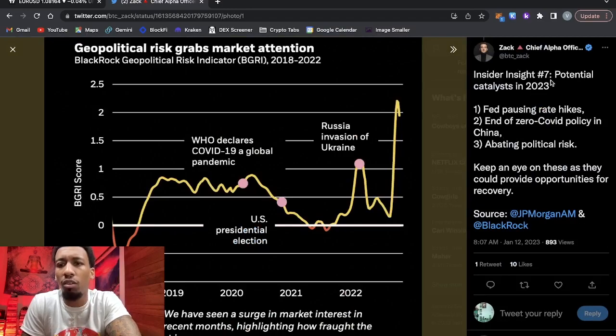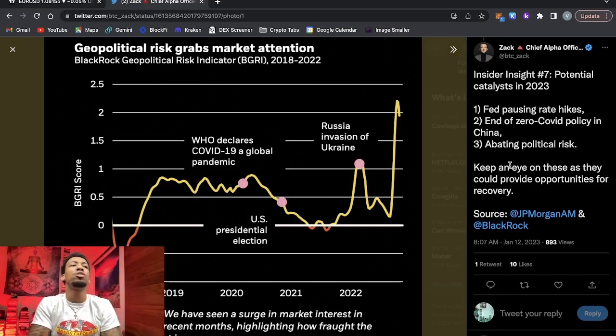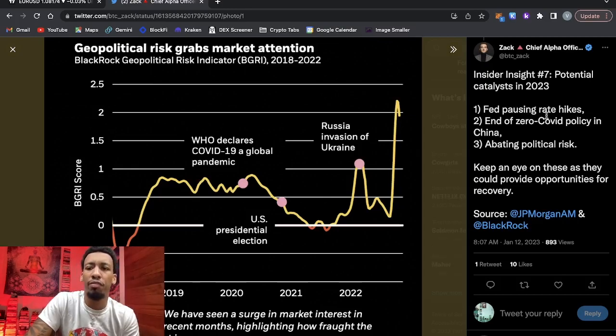And then he goes on to talk about the potential catalysts in 2023. One of the catalysts is the Fed pausing rate hikes. I'm going to elaborate on my thoughts on this one, but I'm going to finish going over these. The end of the zero COVID policy in China and abating political risk. One other catalyst that I think is going to be a catalyst in 2023 is buying ahead of the Bitcoin halving. It's usually a rally a year or more or less before the halving. But as we've seen in the past, every halving that happens, more people find out about it and people start to buy Bitcoin earlier.